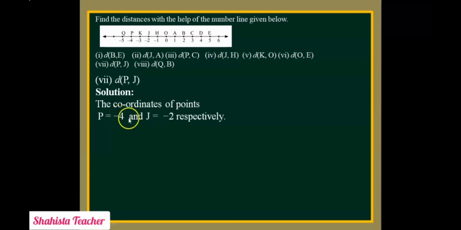Why? Because they both are negative numbers. So if they both are negative numbers, that means this minus 2 is the greater number. So here we will write, we know that minus 2 is greater than minus 4. Now, very important, here we will write distance of P comma J. Distance of P comma J is equal to minus 2.